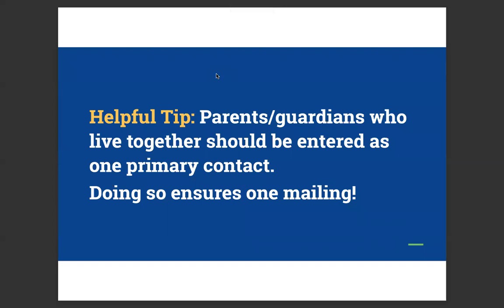So this is that helpful tip. Parents and guardians who live together should be entered as one primary contact. In doing that, you're going to ensure they only get one mailing. If they're together in the same household, you don't want to have 2 letters going out to them and 2 things every time. Absolutely. Great.